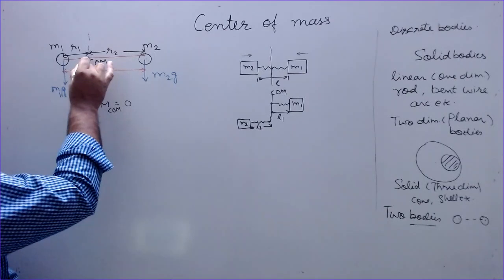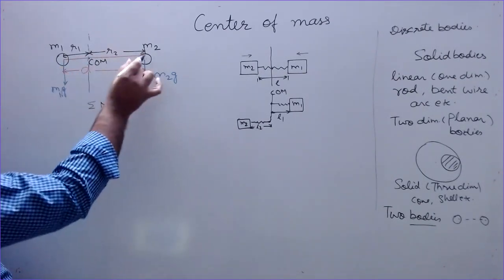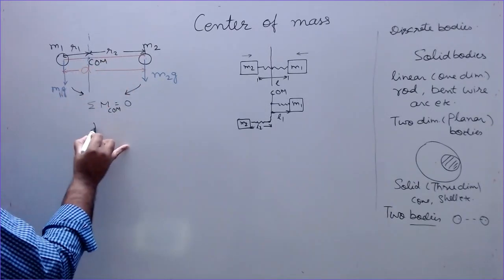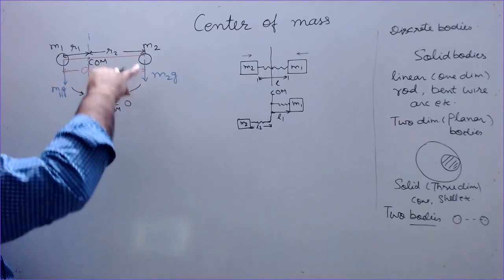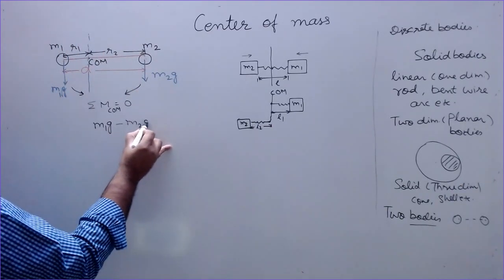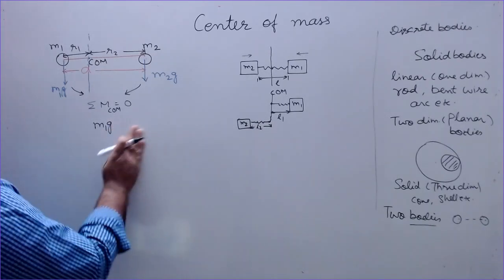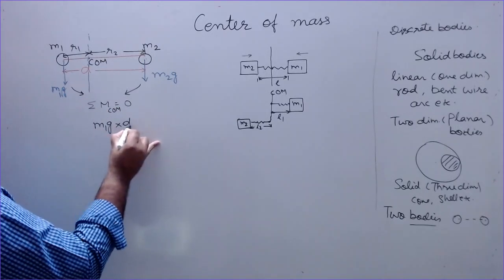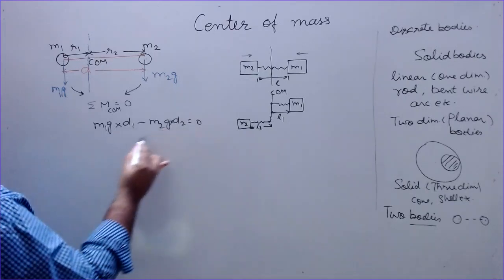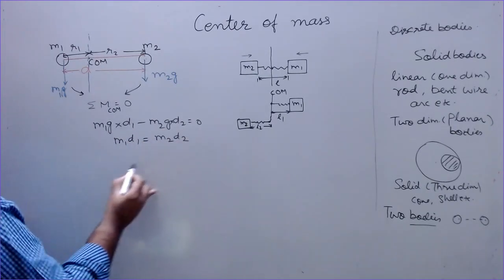So what are the moments? What is the force which is creating a moment about this point? This weight and this weight. This is rotating in this direction, this in this direction with respect to this point. So I can write, let this be positive and this be negative: M1g minus M2g, multiplied by the distance d1, is equal to 0. So M1 d1 is M2 d2.